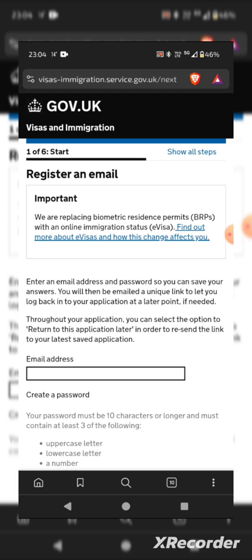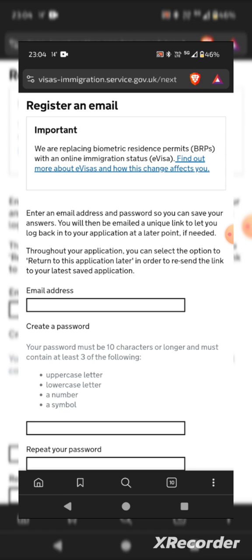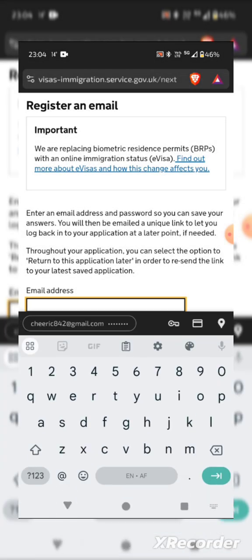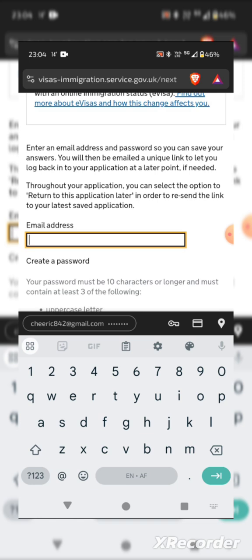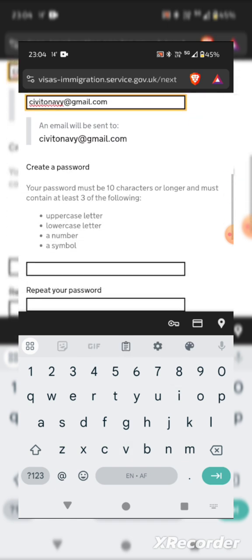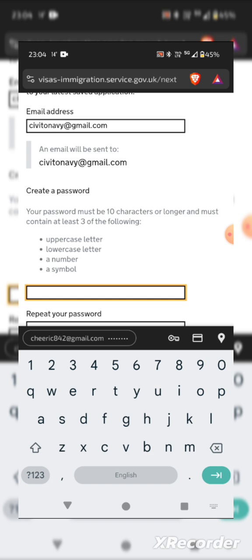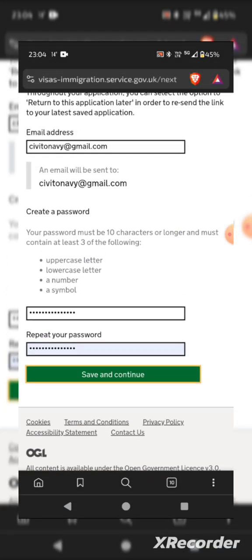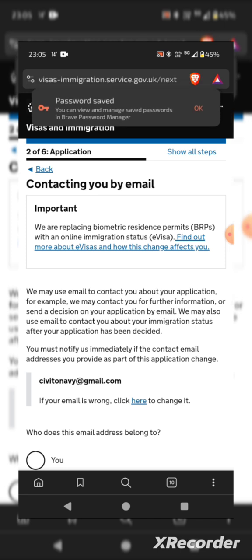So let's start now. You need to put an email address. The email address you are putting is the email address that you are going to use for that visa, and make sure it's an active email address. Let me put CV to Navy. Okay, our address. Then I'll create a password. Let me just suggest a strong password. Like I said, this is not an actual application. I'm just doing this to show you. So you click save and continue, right?